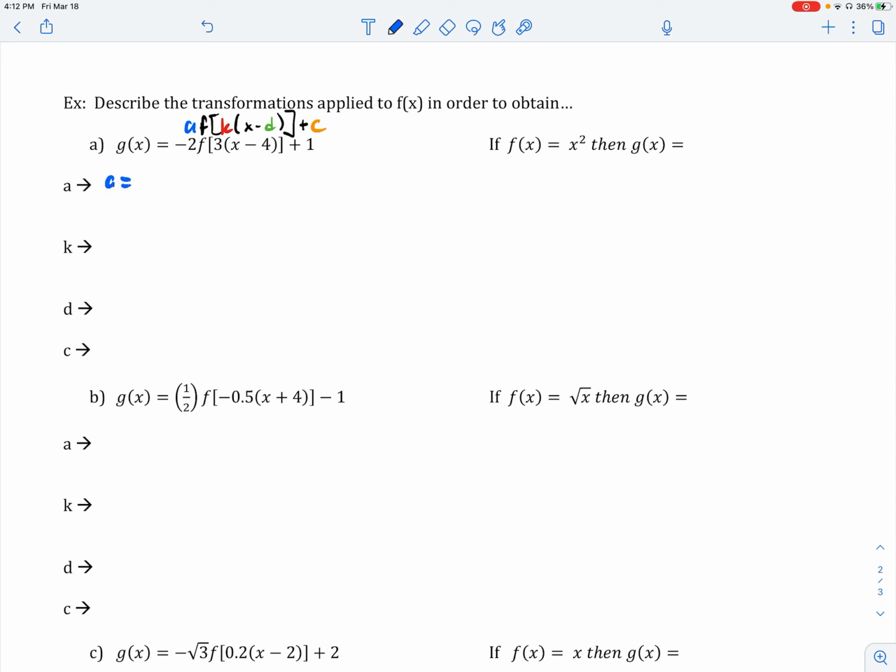So A is equal to negative 2. That means two things are going to happen. The first is it's going to reflect along the x-axis. I know that because it's negative. And the second thing is the absolute value of A is 2. So 2 is greater than 1, so it's going to be a vertical stretch by factor 2. So that's it for A.